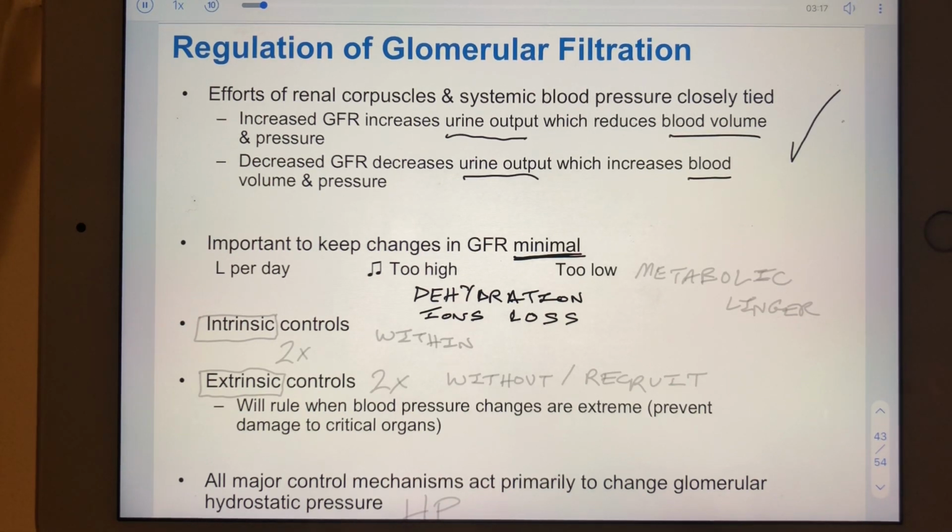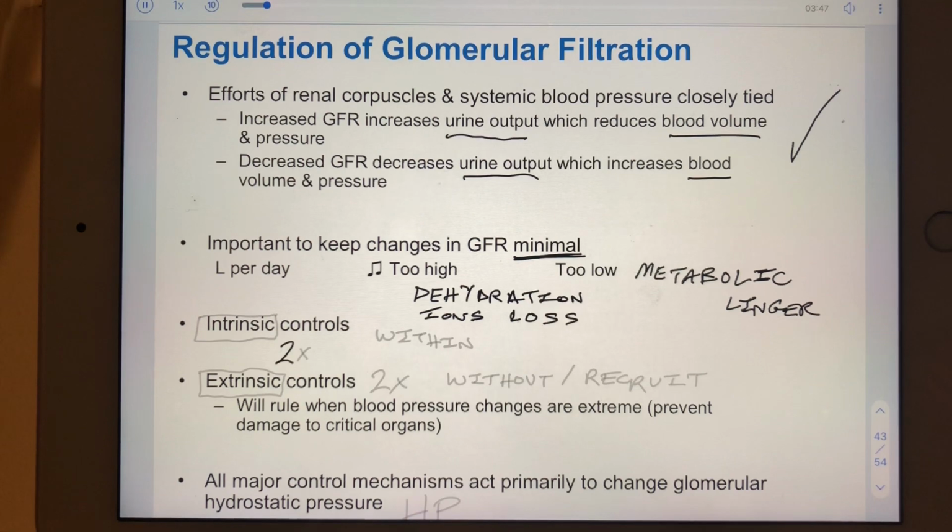Whereas if glomerular filtration rate is too low, then the issue is that those metabolic toxins, many of which are acidic, right? They end up lingering. We end up keeping them rather than eliminating them. So dangerous either way, and that's why we want to keep that window in a sort of safe range, if you will. And we have 4 major regulatory mechanisms in place.